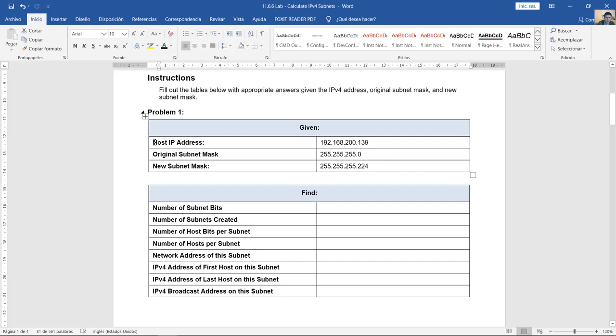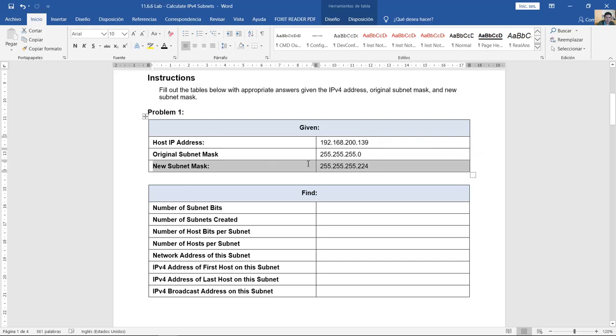Problem number one: host IP address, original subnet mask, and new subnet mask. I need the number of subnet bits.